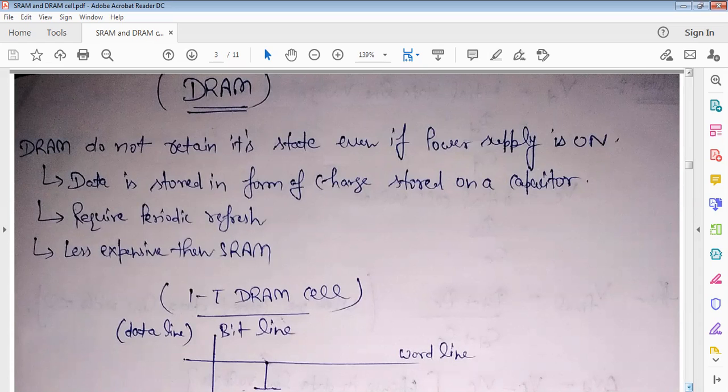So why is it so? Because data in dynamic RAM is stored in the form of charge stored on a capacitor. And we know that the charge leakage problem occurs in the capacitor. So due to that leakage of charge, it cannot retain the data even if the supply is on. It needs to be refreshed. So it requires periodic refreshment, and it is less expensive than static RAM.